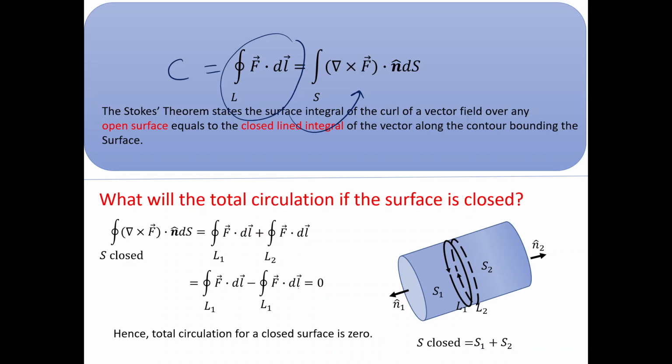We can transform from the line integral to the surface integral, where the boundary of the surface S is nothing but the contour L, and this side of the integral is closed, but this side of the integral is open because we are considering an open surface.